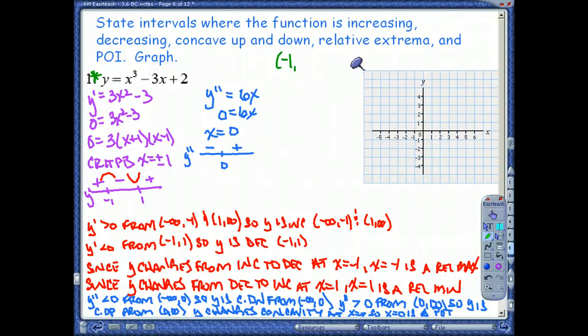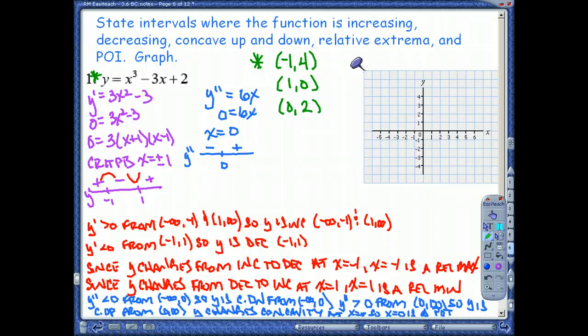So I've got a relative max at -1, I've got a relative min at x equals +1, and a point of inflection at 0. I need to know what those y coordinates are. So I need to plug them into the original equation to see. Well, if I plug -1 in here for all my x's, that's going to give me a y value of 4. If I plug 1 in, that's going to give me 0. If I plug 0 in, that's going to give me 2. Once again, the only time you go back to the original is to find the y coordinate.